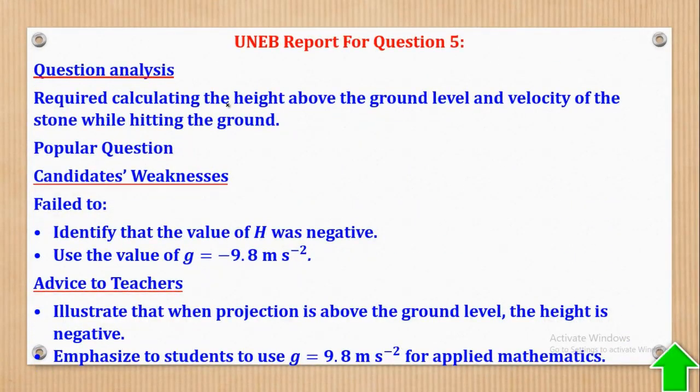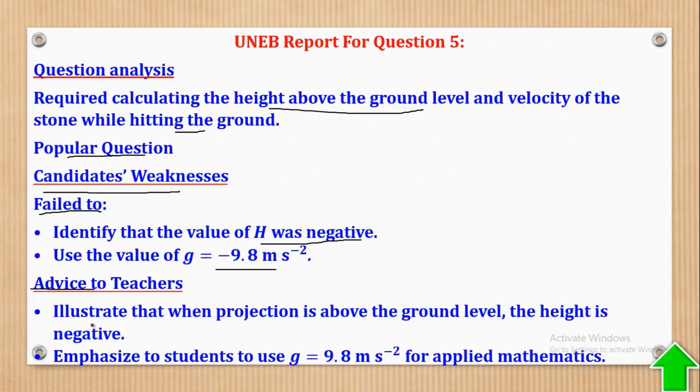So the question required calculating the height above the ground level and velocity of the stone while hitting the ground. And the question was popular, meaning it appears frequently in the previous past papers. So the candidates' weaknesses: they failed to identify that the value of H was negative, and also used the value of G as negative 9.8 meters per second squared.